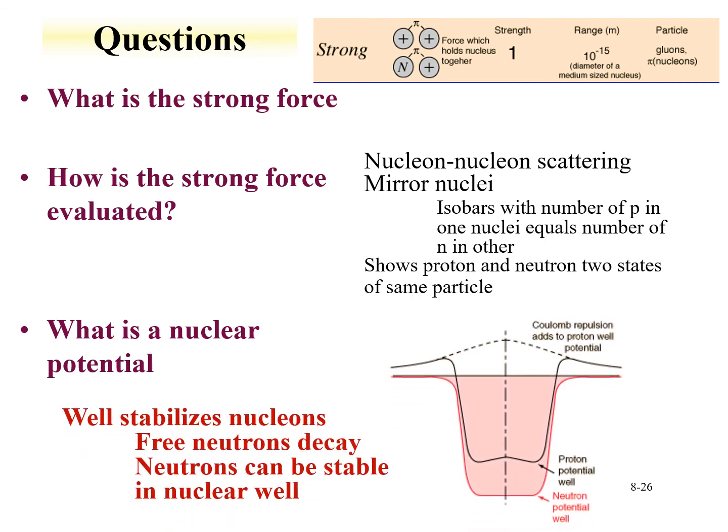And what is a nuclear potential? As shown here, here's an example of a potential well in which nucleons sit in a nucleus. There's a slight difference between the proton and the neutron potential. That has to do with charge. And this well stabilizes nucleons. And as we know, as an example, free neutrons decay. They have a half-life on the order of 14 minutes. However, neutrons can be stable in a nuclear well.